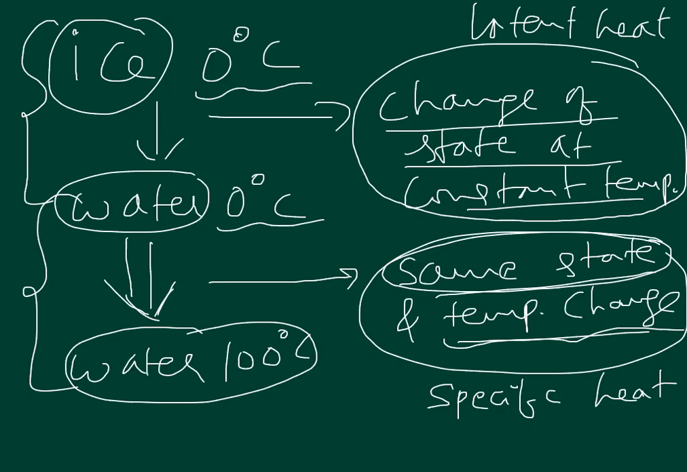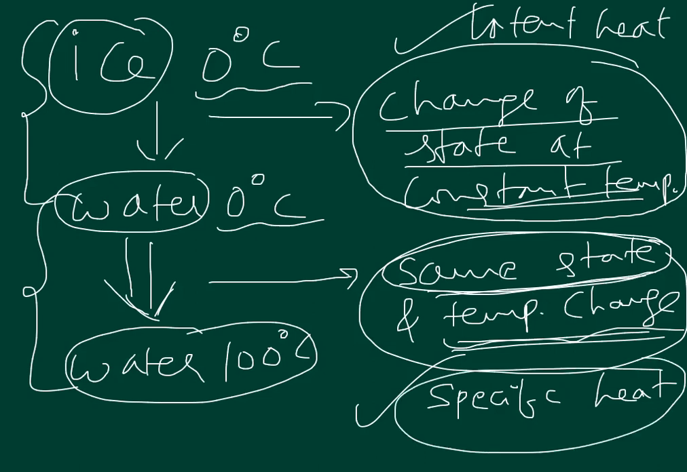So this is the difference between latent heat and specific heat. Latent heat: state changes, constant temperature. Specific heat: same state and temperature changes. So I think, students, now you are clear with these two things, what is latent heat and what is specific heat. Anyhow, I already explained specific heat in detail in a previous video. Now today we are going to discuss latent heat.